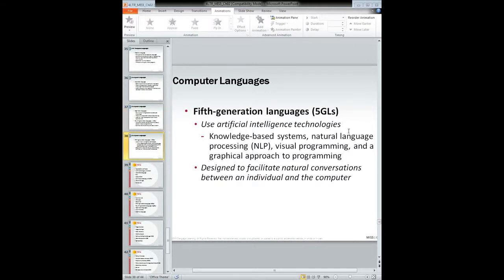Next, we have the fifth generation languages, which use some of the artificial intelligence technologies, such as knowledge-based systems, natural language processing, visual programming, and also a graphical approach to programming. Code is automatically generated and designed to make the computer solve a given problem without programmer intervention or with minimum programming effort. These languages are also designed to facilitate natural conversation between the users and the computer.